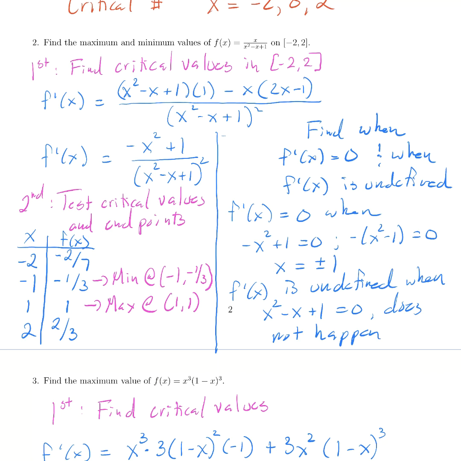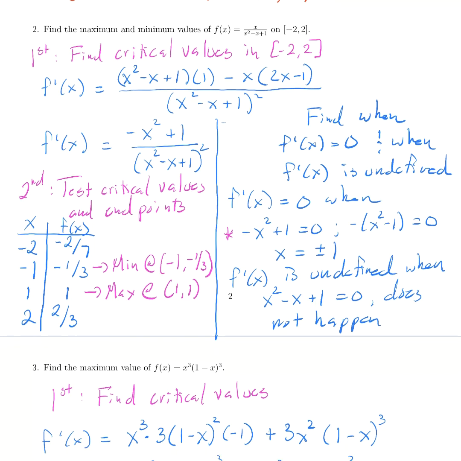And then I simplified that numerator. So we need to find when f prime of x is equal to 0 and when f prime of x is undefined. So f prime of x is going to be equal to 0 right here when the numerator of that ratio is equal to 0, and that's going to happen when x is plus or minus 1. And it's going to be undefined when the denominator equals 0, but x squared minus x plus 1 in fact is not equal to 0 if you tried to factor it or use the quadratic equation. You could see that, so that does not happen.